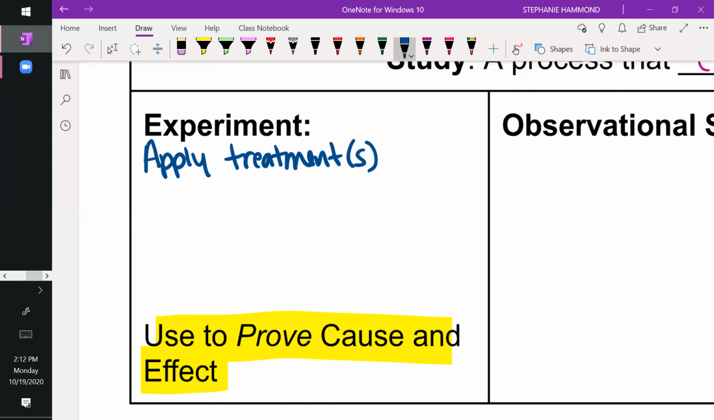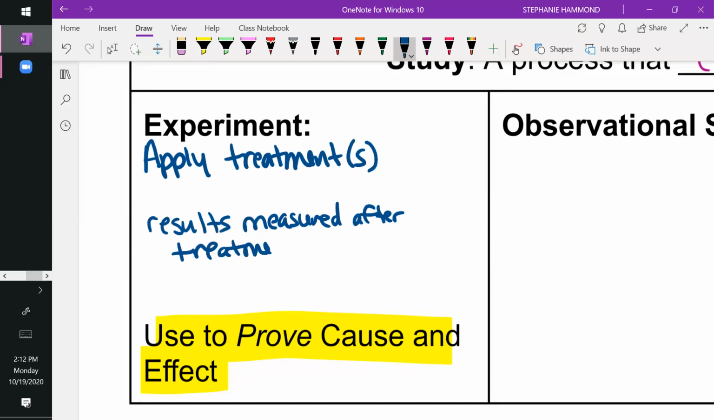And with an experiment, our response variable is always what we measure at the end. So our results are measured, and that's where our data comes from. Measured after treatments. So our data in an experiment comes sometimes before and after a treatment is imposed on a set of subjects.